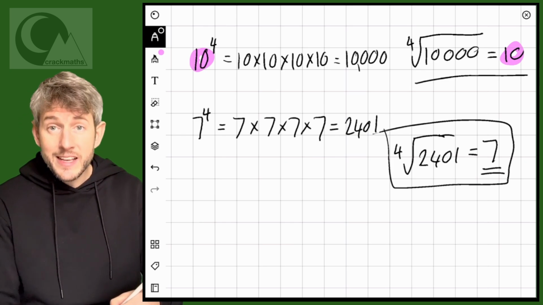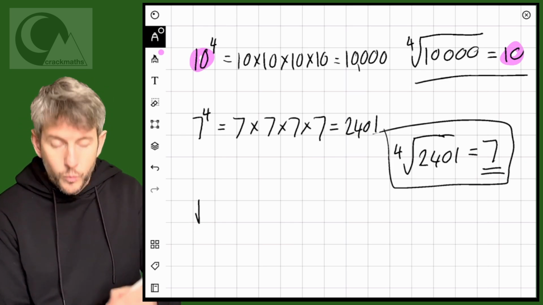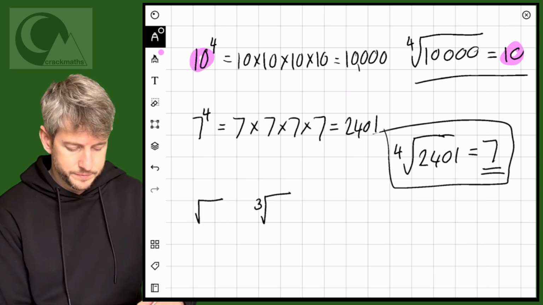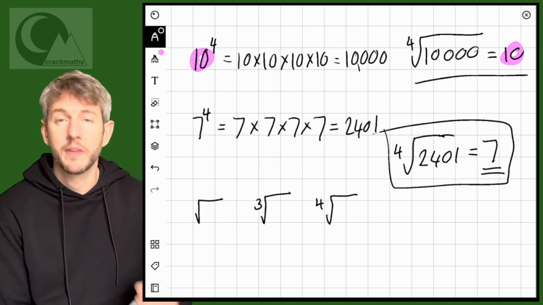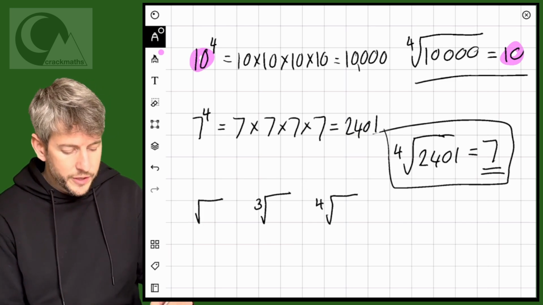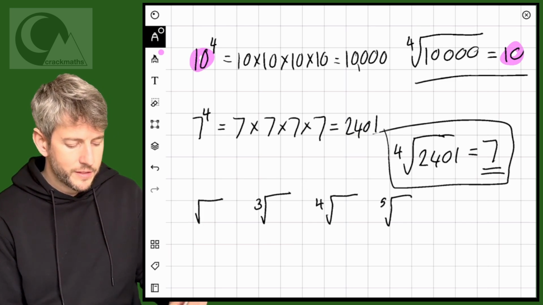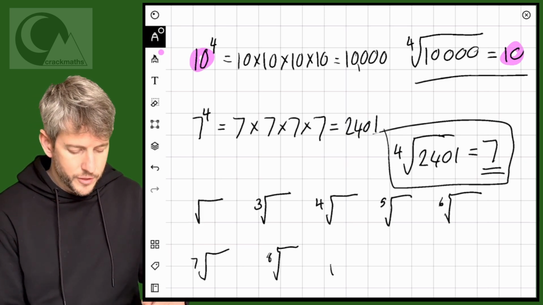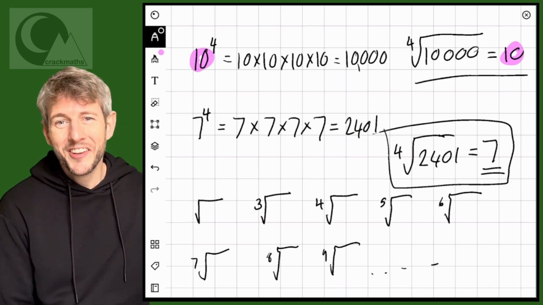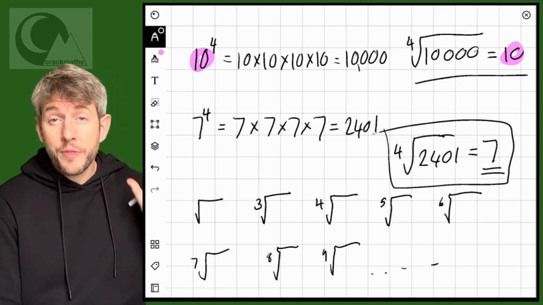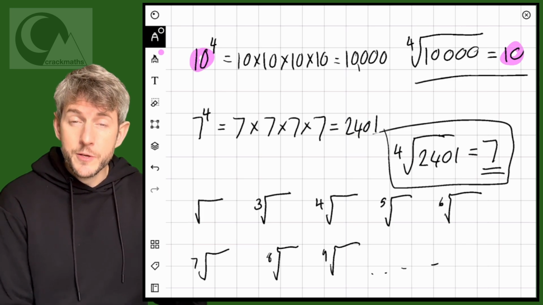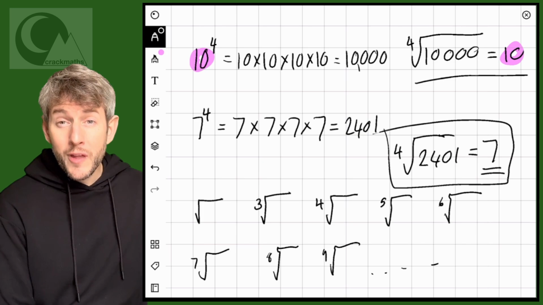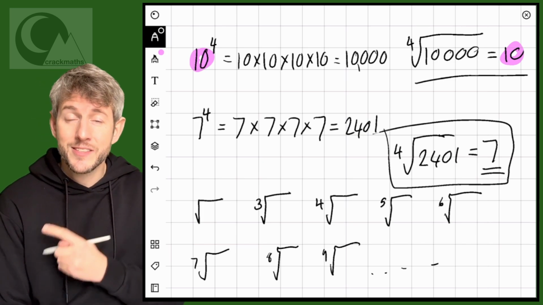So again, let's just recap. We can have the square root, which just looks like this. We can have the cube root when we've got a 3. And we can have the 4th root when we've got a little 4. We can also have the 5th root, the 6th root, the 7th root, the 8th root, the 9th root, and so on. You get the idea. And each time, these root signs just undo what the power has done. So, great. Now that we've done those, let's go have a look at some questions.